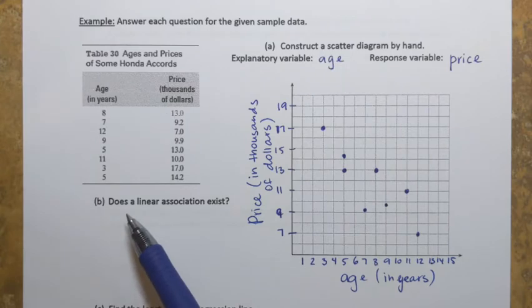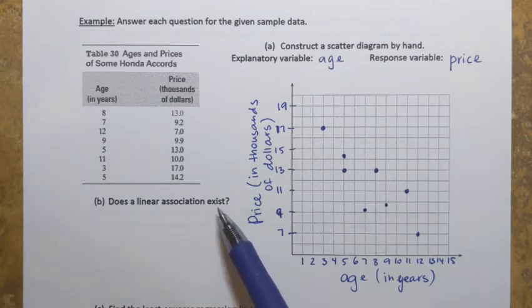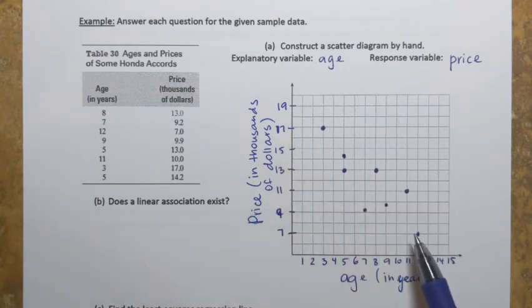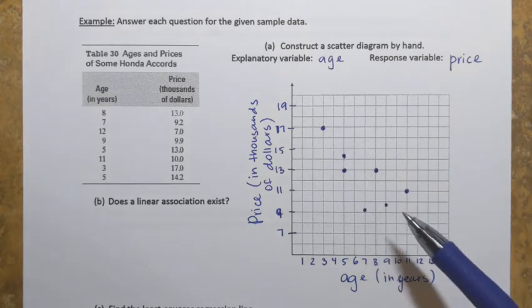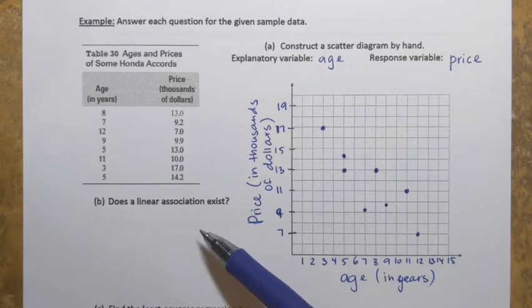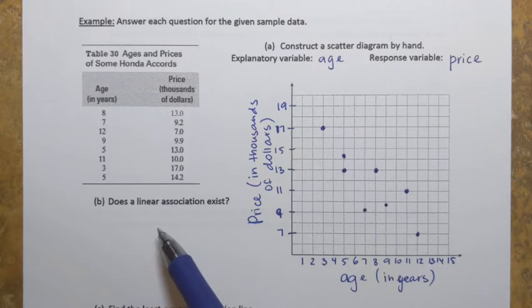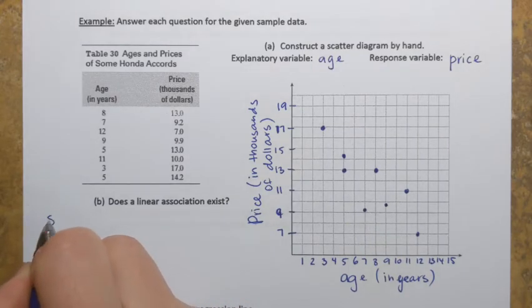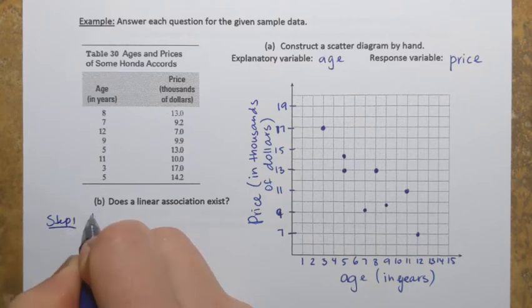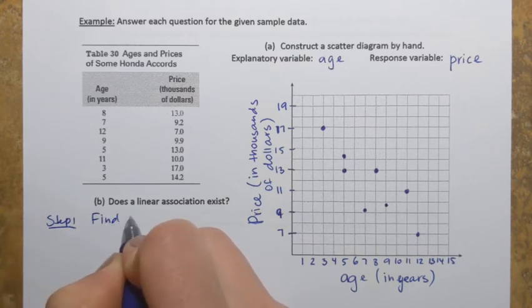Next, the question is, does a linear association exist? So as we look at the scatter diagram, I think we can recognize a pattern that has decreasing direction. But for a question like that in statistics, I shouldn't just rely on how it looks to me. We have certain steps that we can do to confirm if the linear association exists. So to answer this question, we're going to use the correlation coefficient. So step 1, find the correlation coefficient.